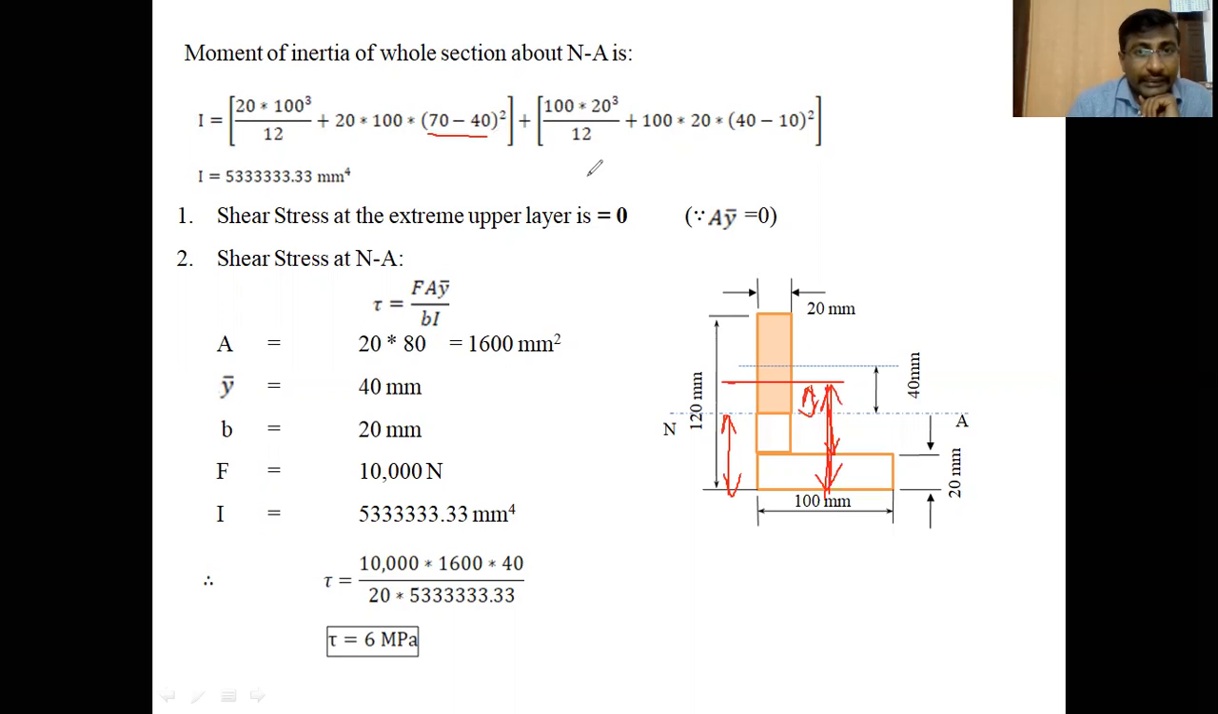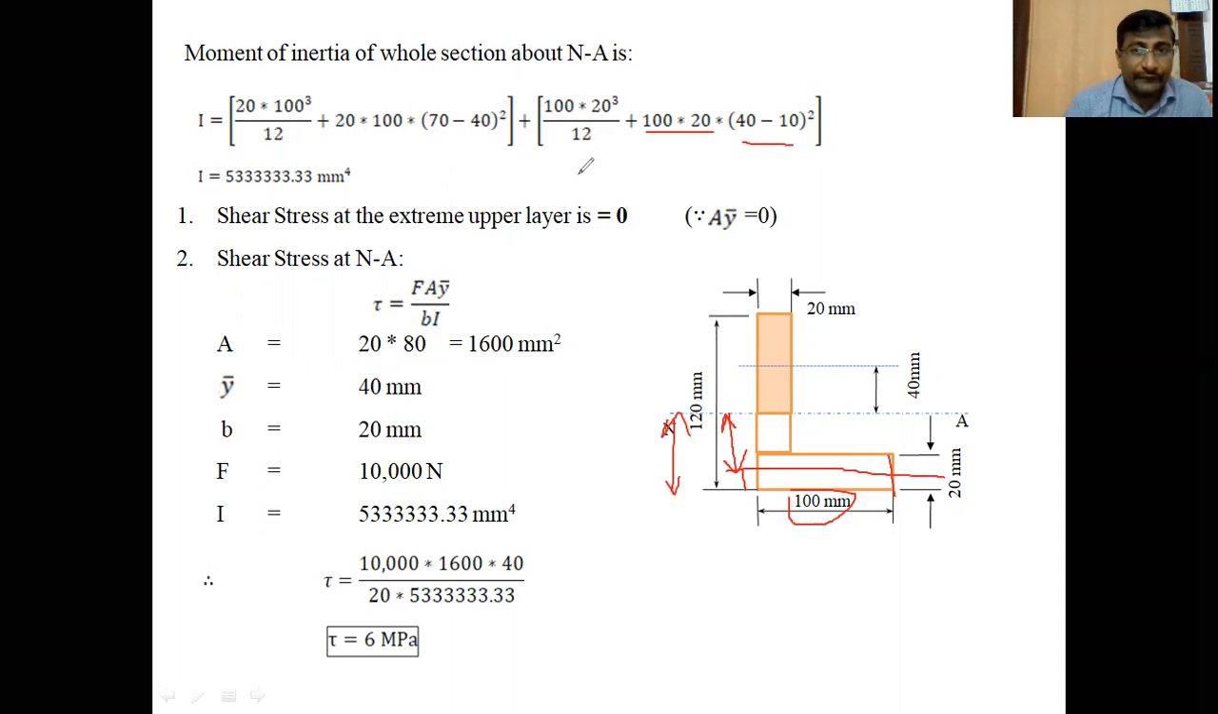Like that, you have to find the moment of inertia of the horizontal member about the neutral axis. How to get that? b d cubed by 12 for the horizontal member. b is 100, the breadth, and the depth is 20 mm. So 100 into 20 cubed by 12, plus area 100 into 20 into y squared. Here y is the distance from the center of gravity of the horizontal member to the neutral axis. How to get this distance? The total distance from the bottom face to the neutral axis is 40, and the distance of the center of gravity from the bottom face is 10 mm. So 40 minus 10, squared.